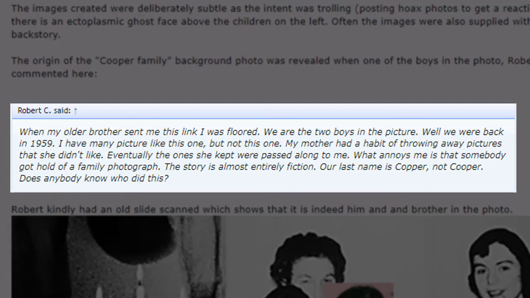passed along to me. What annoys me is that somebody got hold of a family photograph. The story is almost entirely fiction. Our last name is Kapur, not Cooper. Does anybody know who did this?"